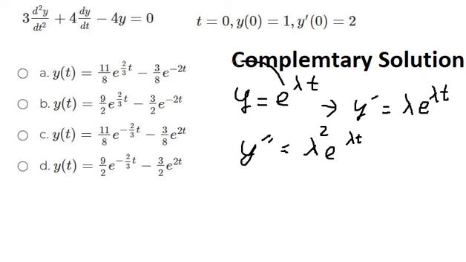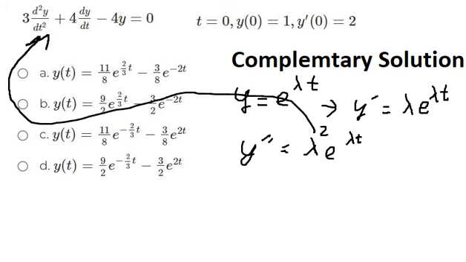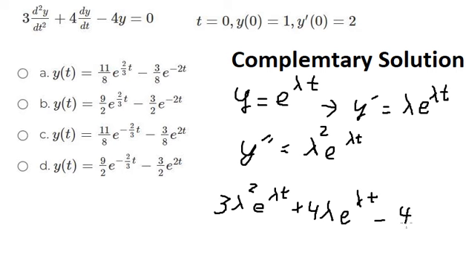So this one we put in here, this one we put in here, and the last one we put in here. So we will have 3 lambda square e to the power of lambda t plus 4 lambda e to the power of lambda t, and the next one is negative 4 e to the power of lambda t equals to number 0.